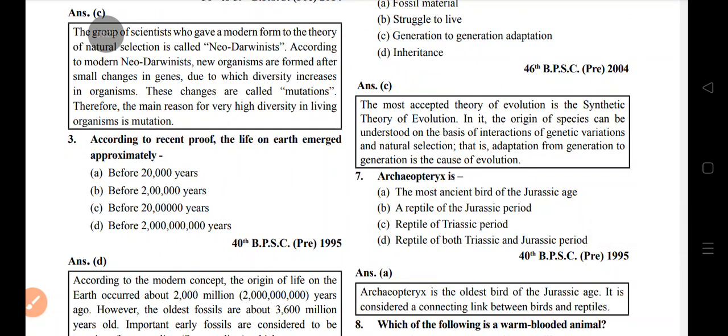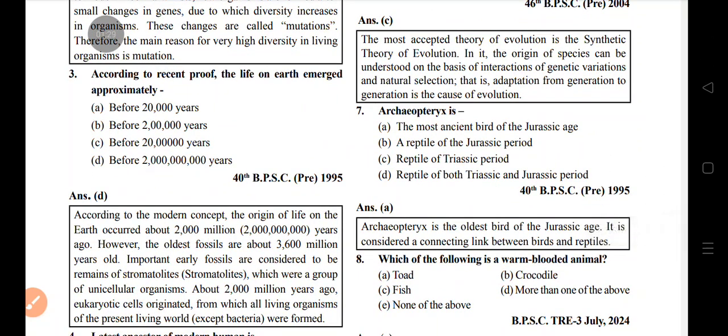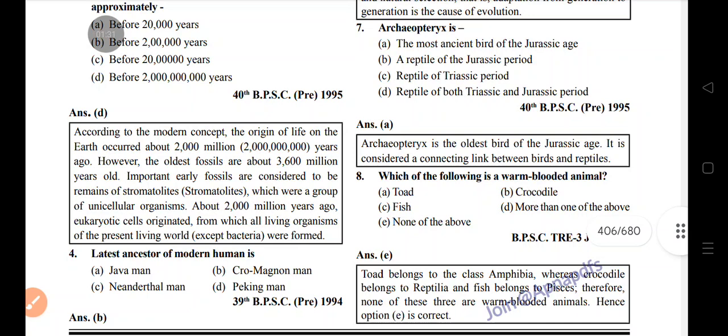Archaeopteryx is the most ancient bird of the Jurassic age. A warm-blooded animal. Toad belongs to the class Amphibia. Crocodile belongs to reptiles. Fish belong to fishes.